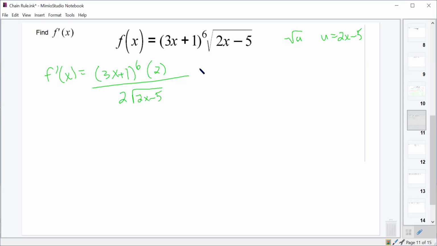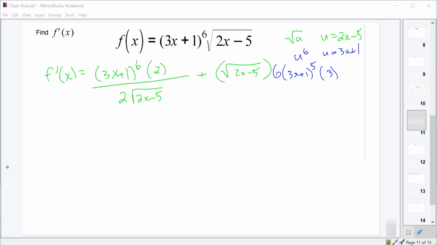Yeah. And then plus, and then we just had a root 2x minus 5, right? And then a 3x plus 1 to the 6th, well, that's u to the 6th with u equal to 3x plus 1. So that ought to be 6 u to the 5th times the derivative of u. Any questions, issues, problems, concerns about that?